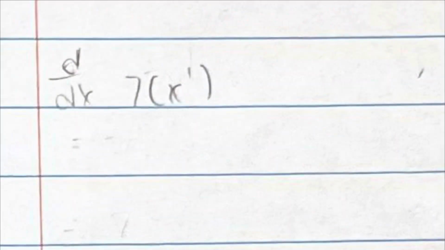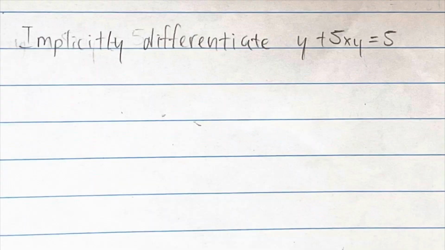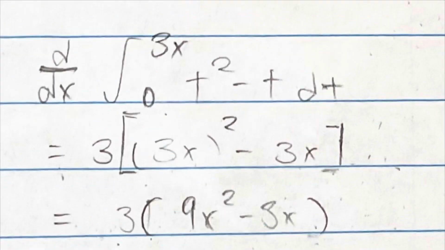When you find a derivative, you are always doing the chain rule. Exponent, chain rule. Trig function, chain rule. Implicit differentiation, chain rule. Derivative of a definite integral, chain rule.